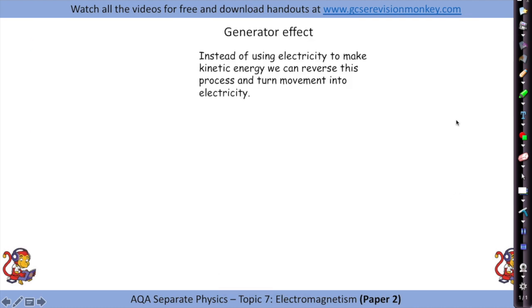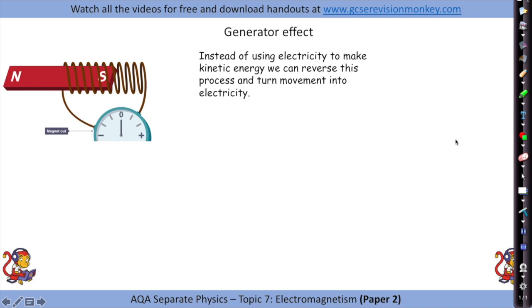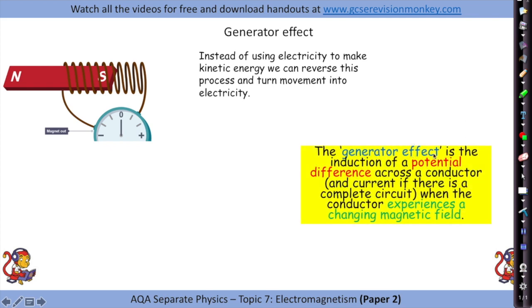Okay, so generator effect then. Instead of using electricity to make kinetic energy, we can reverse this process and turn movement into electricity. So we will need a magnet and a coil of wire, but instead of putting electricity in to get movement, we're going to put movement in to get electricity. So the generator effect is the induction of a potential difference, voltage, across a conductor, and if it's in a complete circuit, it will turn into current, when the conductor experiences a changing magnetic field. So, in other words, you get a wire, you move a magnet around near it, because the magnetic fields are changing across that conductor, it's going to make it have a voltage in it.